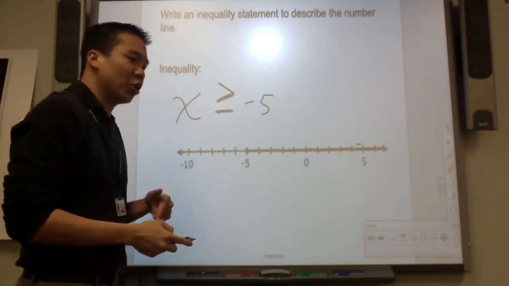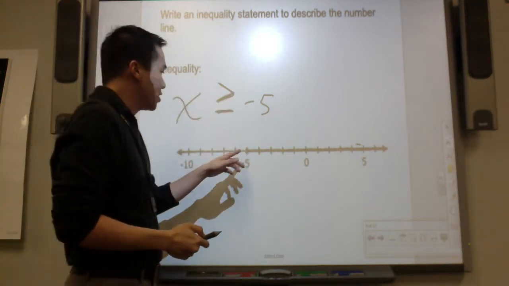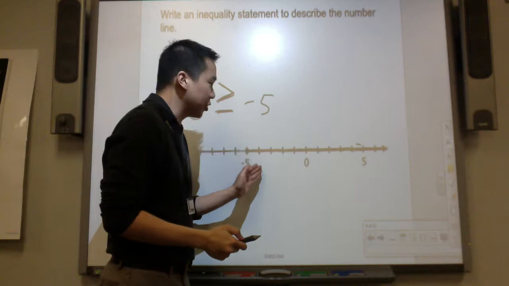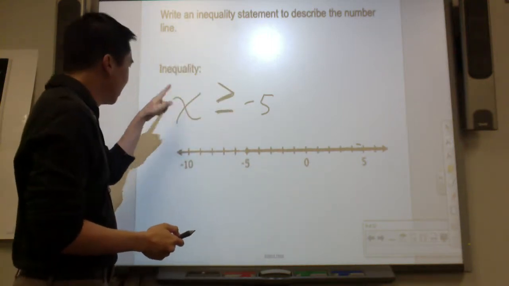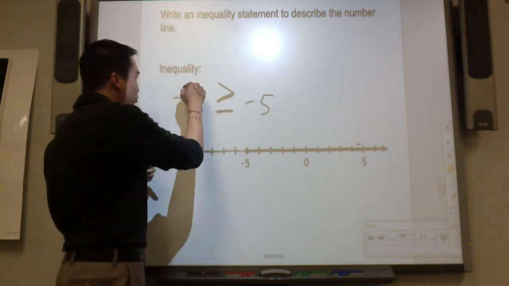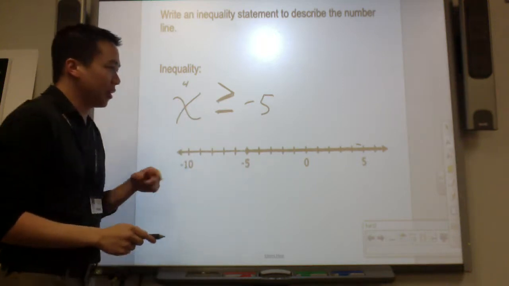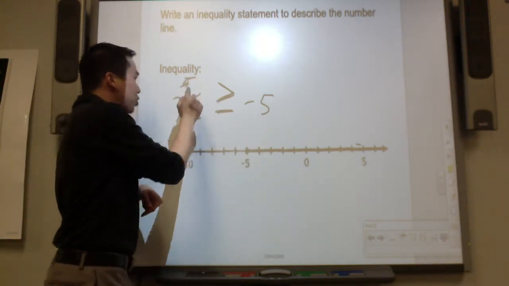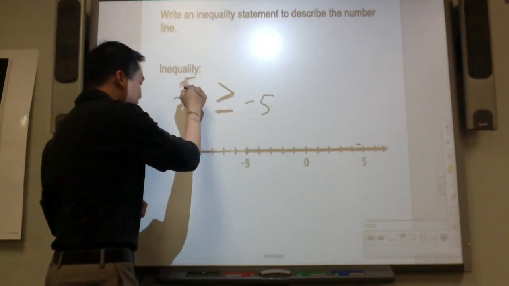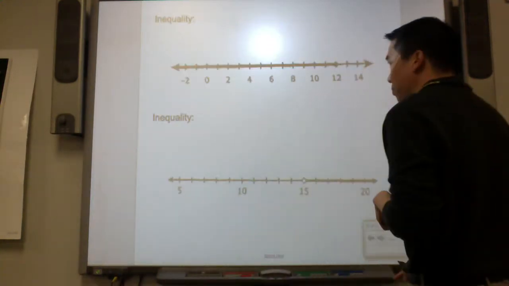But mathematically, why are we doing this? You're naming numbers that are greater than or equal to -5. Let's just plug it in. Is 4 greater than or equal to -5? It is. Is 5 greater than or equal to -5? It is. Let's try our next example.